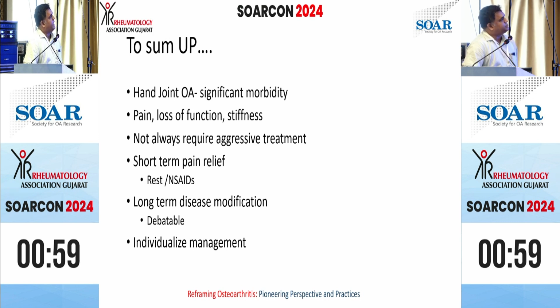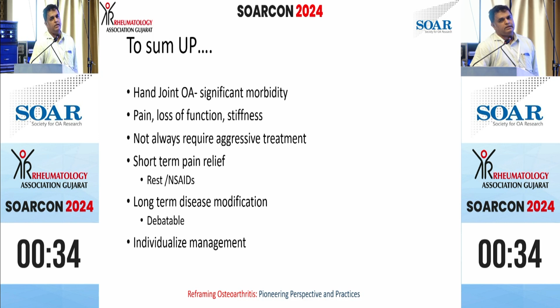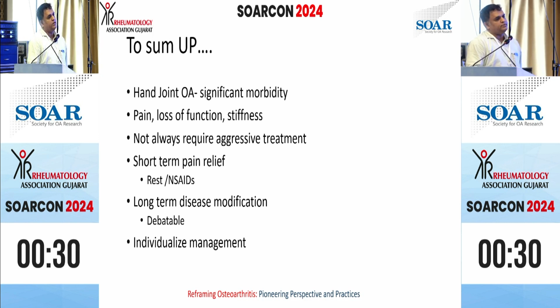So to sum up, hand joint OA can be a cause of significant morbidity. It can cause pain, loss of function, and stiffness. It does not always require aggressive treatment, but in certain patients it requires active intervention. Short-term pain relief with rest and NSAIDs should always be given. The role of long-term disease modification is debatable, but if we choose the patients properly, we may have a good result. It is important to remember that no two OAs are similar. Patients may have hand OA, but no two hand OAs are similar. It is important to individualize management, at least with whatever knowledge that we have till now.